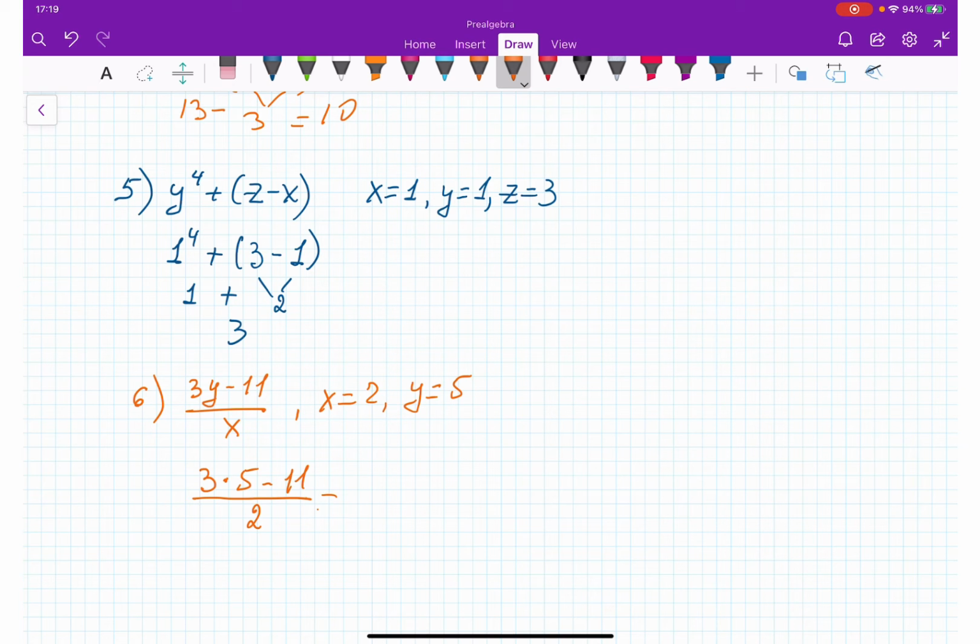Based on order of operations, first I have to do multiplication. 3 times 5, which is going to be 15 minus 11 over 2. So then I take care of everything that is in the numerator, which is going to be 15 minus 11 is 4 divided by 2. And the answer is 2. Yes? Moving to question number 7.